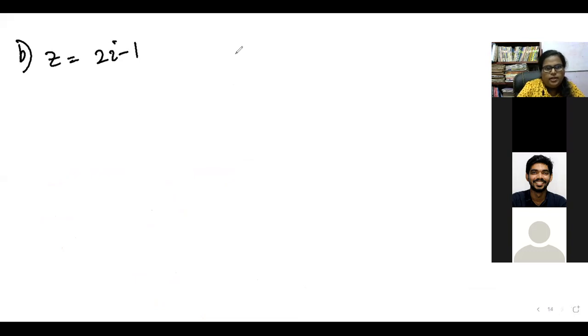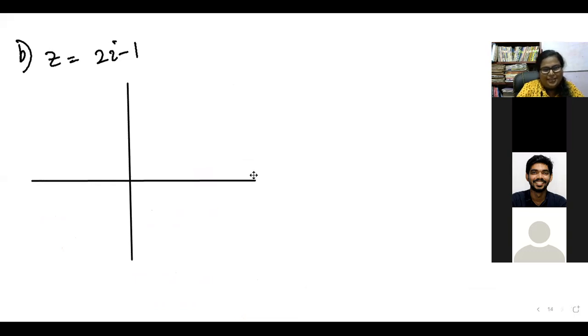So we can show this complex number in a Venn diagram. It's not a Venn diagram, sorry, Argand diagram, right? So this one is the real axis, this one is the imaginary axis. So our complex number is -1 plus 2i. The real part is -1, and the imaginary part is 2. So this is our complex number Z at -1, 2. So we have to find the arg Z here.